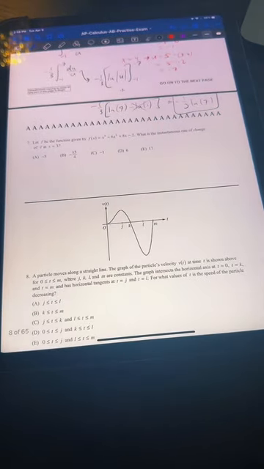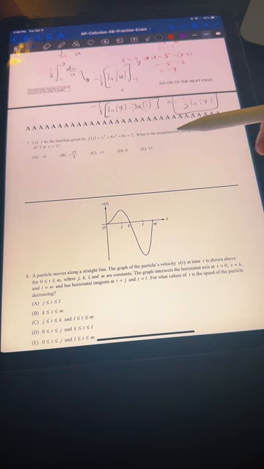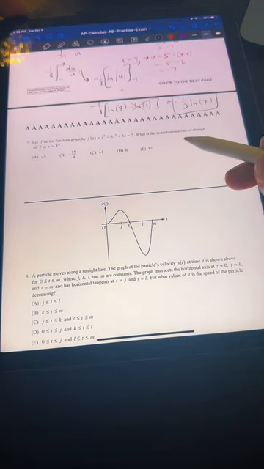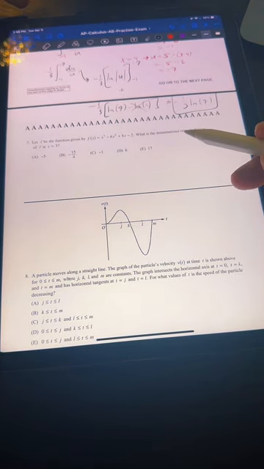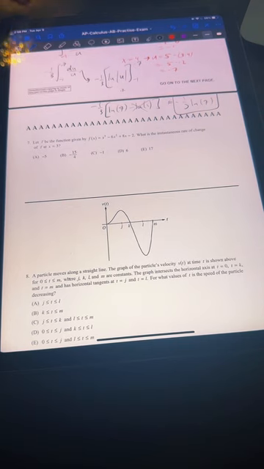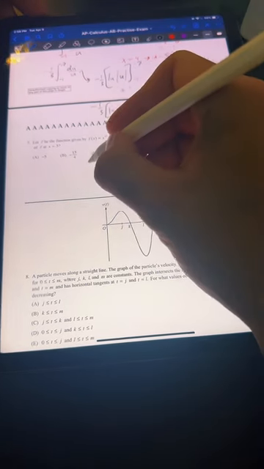Number 7. Okay, let f be a function of this particular value. What is the instantaneous rate of change? Instantaneous rate of change is just another fancy way of saying, what is the derivative at 3?